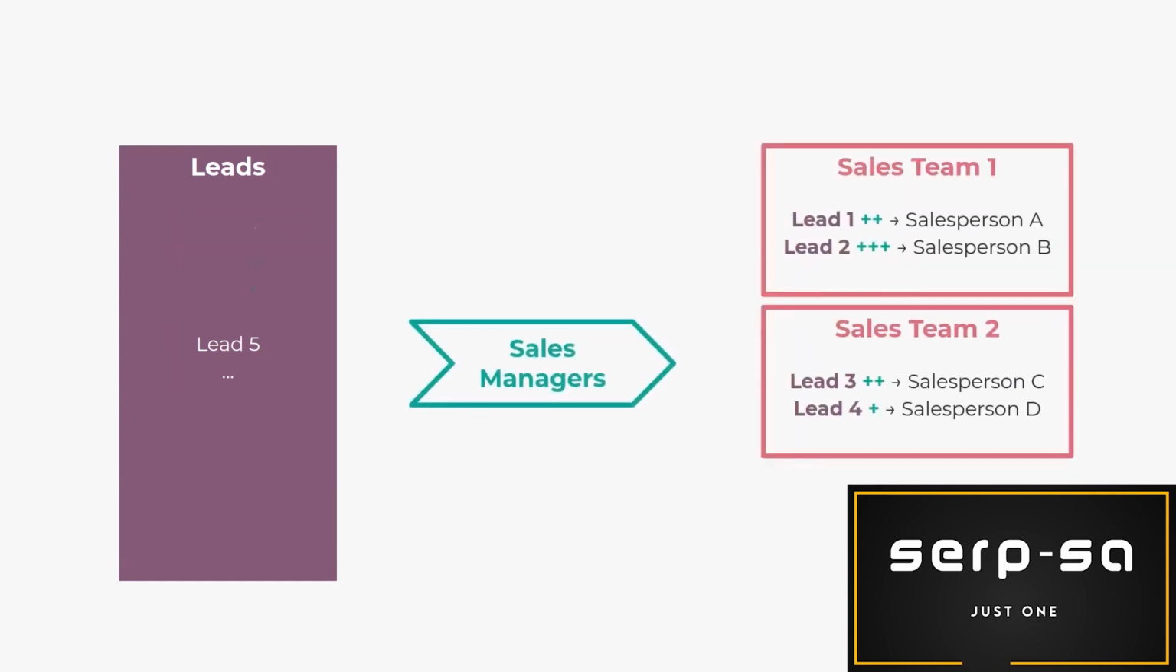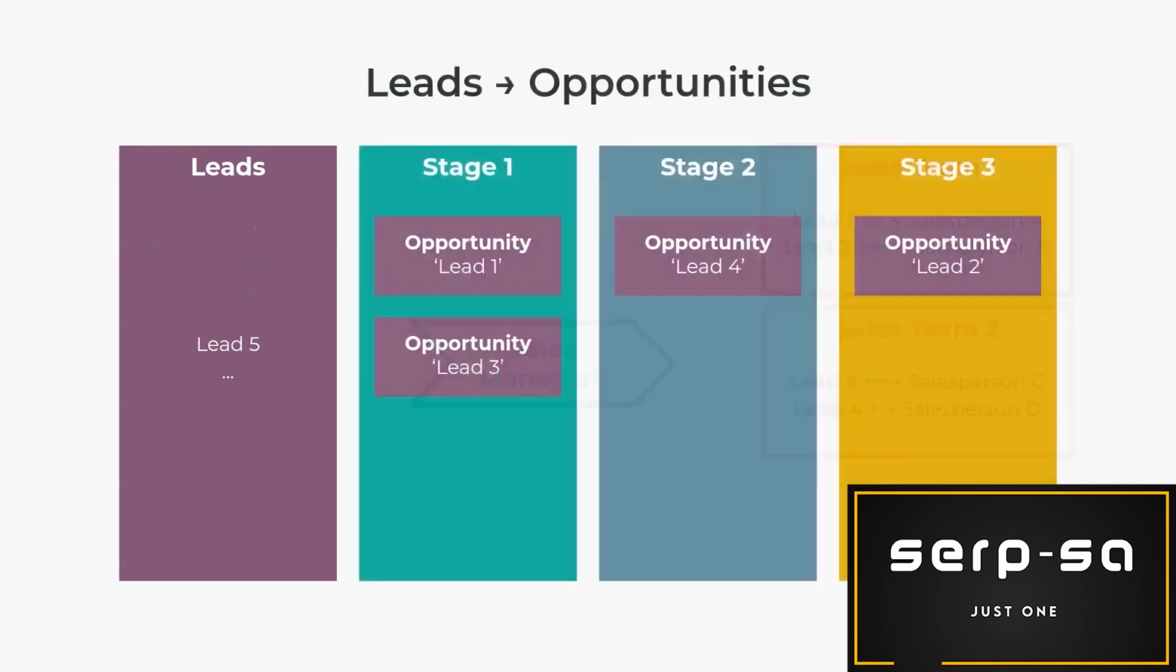Afterward, it's time for the sales managers to assign the best leads to the right teams and salespeople, who can then follow their pipelines as usual and focus on these new opportunities. Now let's see how to do this in Odoo.